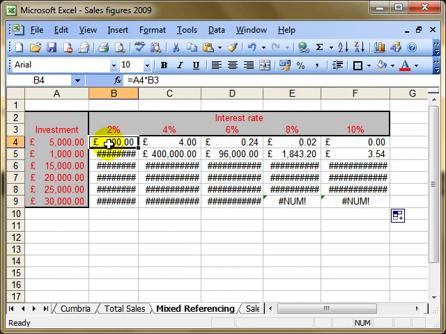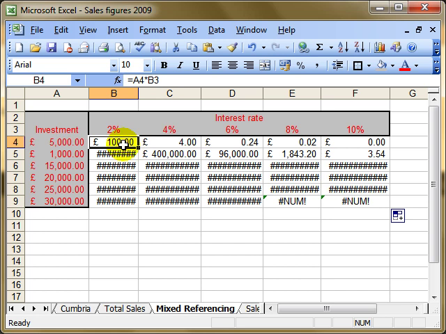So we started off with A4 times B3. If I then replicate that across into the C column, let's see what happens. A4 times B3 becomes B4 times C3. So in other words, the A4 has changed to B4. That's called relative cell referencing.